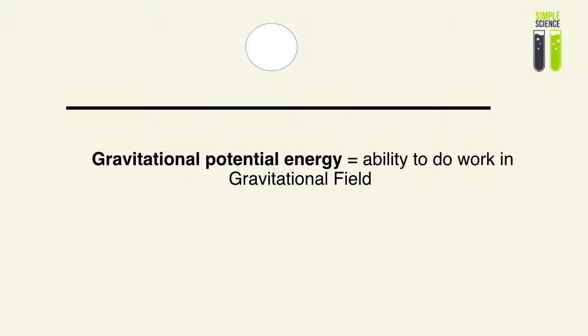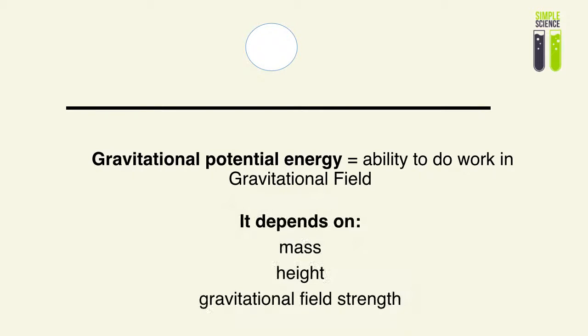Okay, so it is the ability to do work in the gravitational field, and this energy of a particular object depends on three things. It depends on its mass, it depends on the height, or say the position in the gravitational field, which we commonly look at as height, and the gravitational field strength, how strong the gravitational field is. So we think about it. Think about gravitational potential energy as the ability to do work.